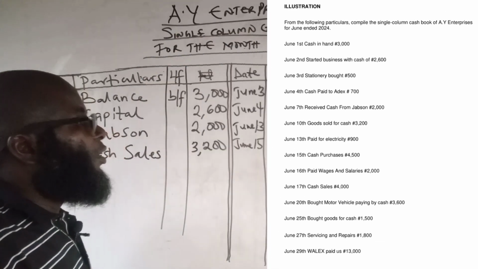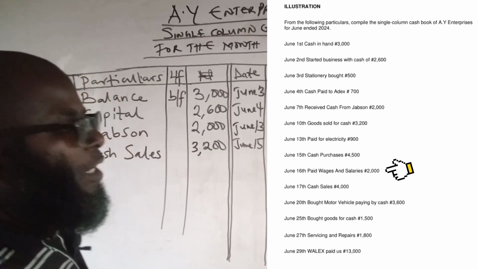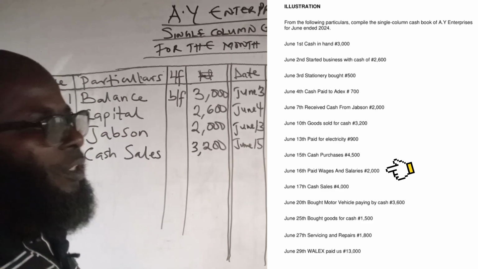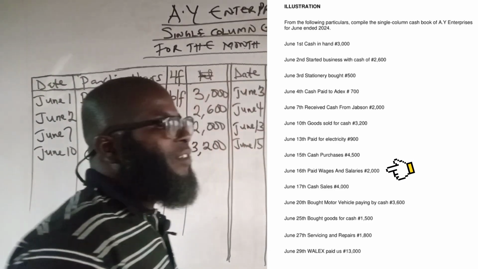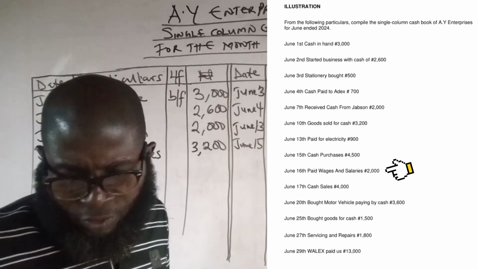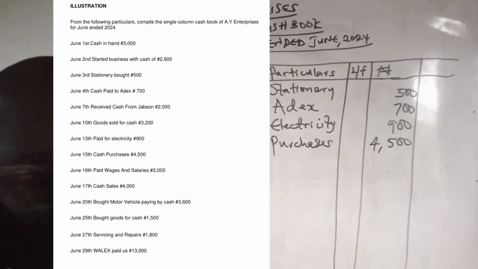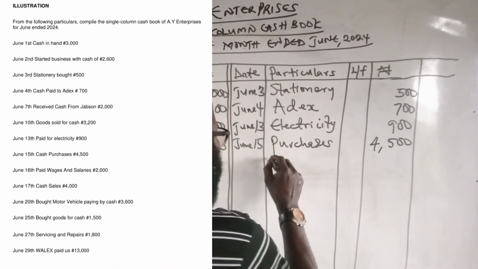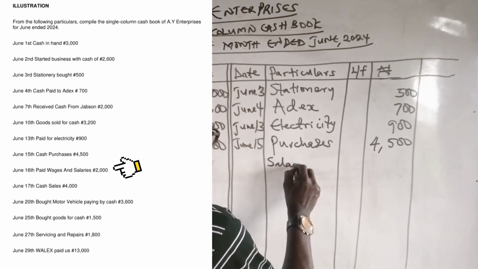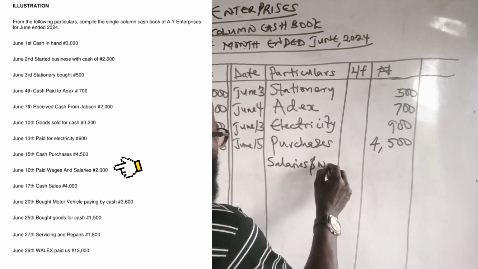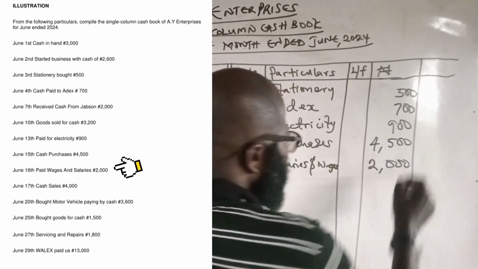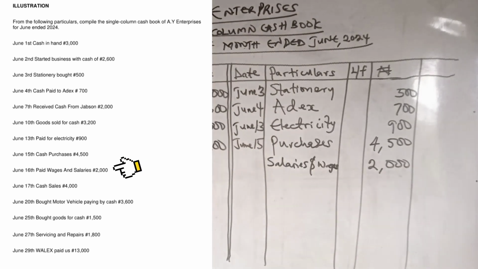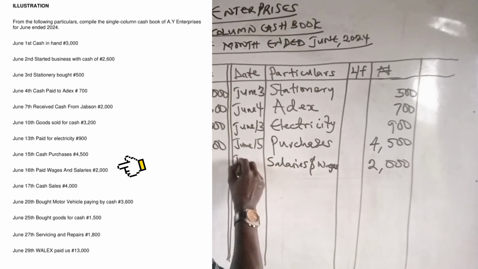Now, for June 16, paid wages and salaries 2,000 naira. This simply means AY Enterprises paid his workers, or probably some set of people that are working under him. He paid the salary and wages to them, which cost 2,000 naira. Therefore, you put salaries and wages 2,000 naira for June 16.